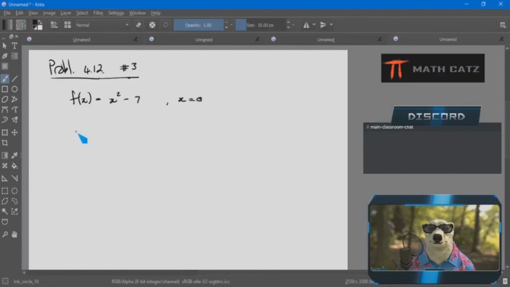So I'm going to set it up: limit h goes to 0, f of 0 plus h minus f of 0 over h. I have to memorize that. There's no way around it. You memorize it.